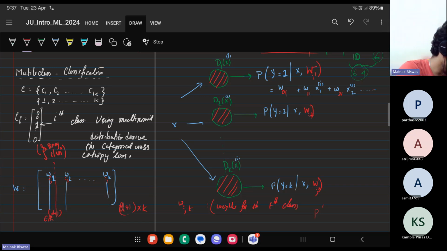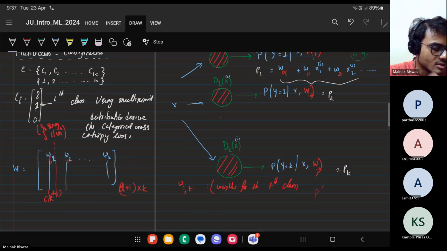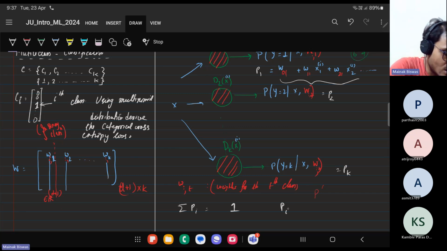Yes, correct. So now, again, this is another issue. I want this to be probability 1, this to be probability 2, and so on up to probability k. But what has to be the summation of the pi's? 1. And the pi's have to be greater than 0.